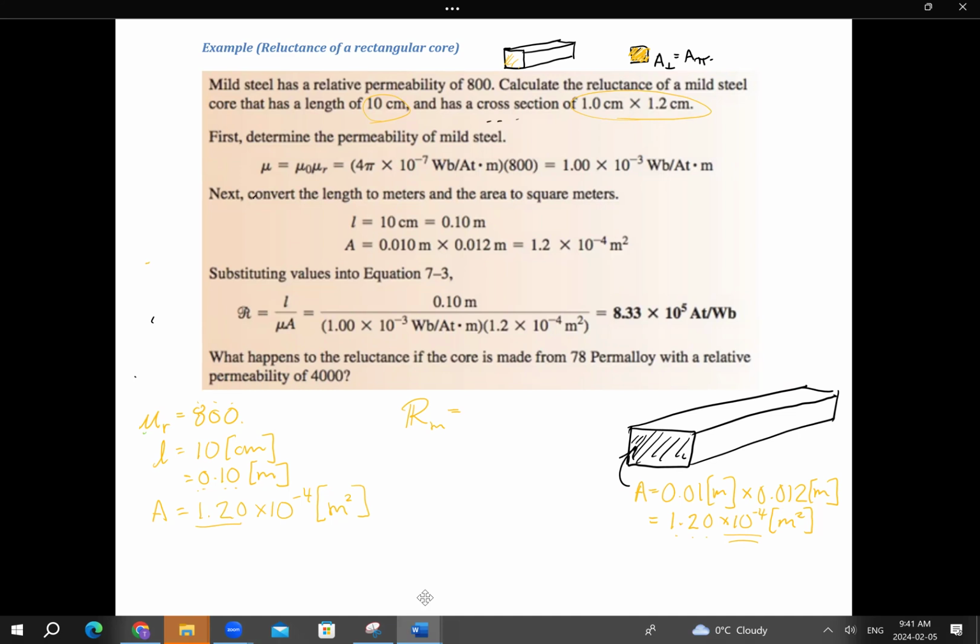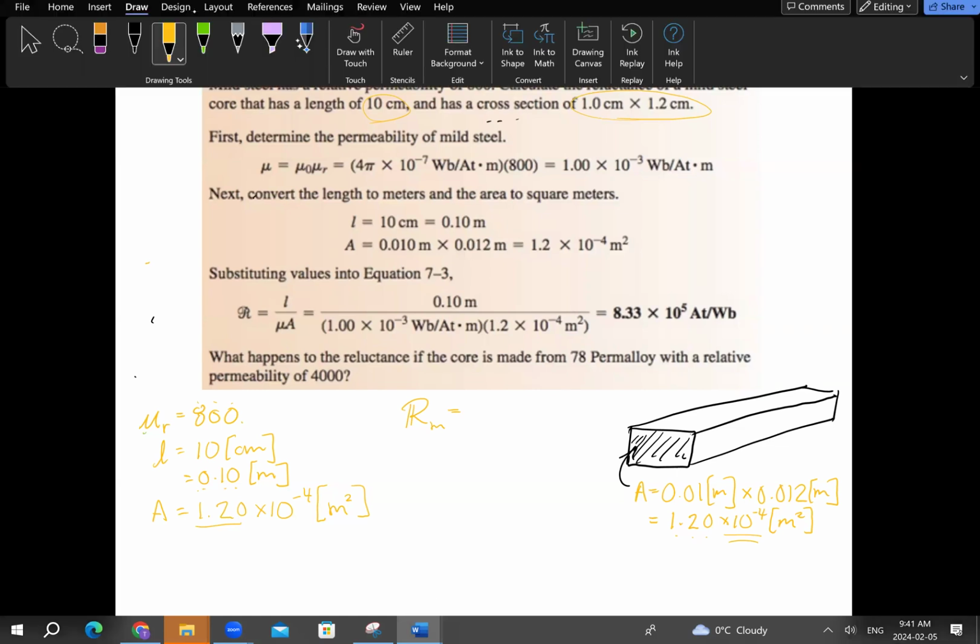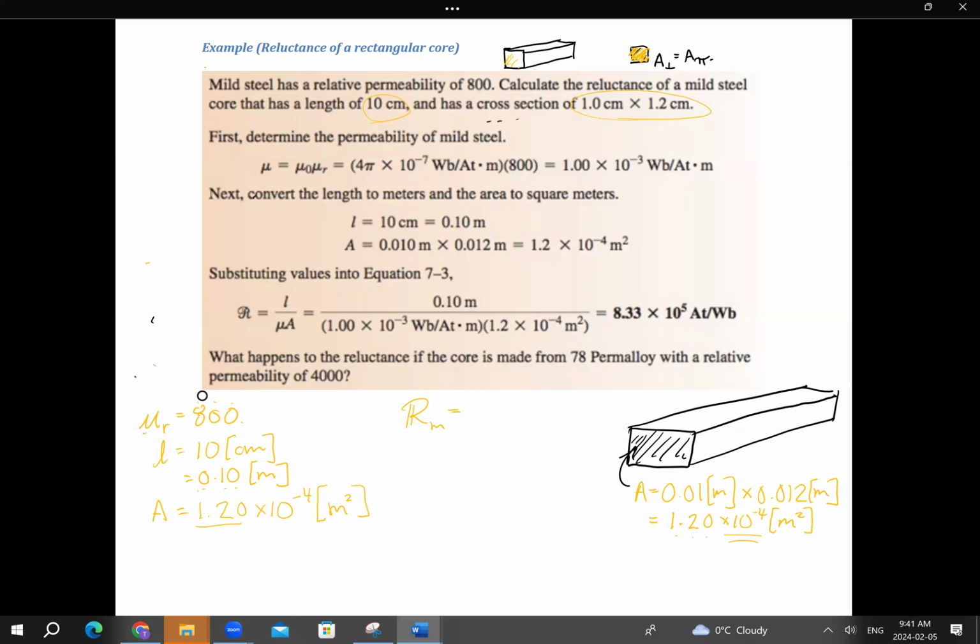Now, mean path length and cross-sectional area are the things that are more difficult in this type of question. So I just want to go over what mean path length means. It says the core has a length of 10 centimeters. What this means is that from the front to the back, if I were to take a line right down that middle, then that would be my mean path length, and that's what is 10 centimeters. Now, how do I know that's the mean path length? That's the length of this core, it says in the question, but why is that the mean path length?